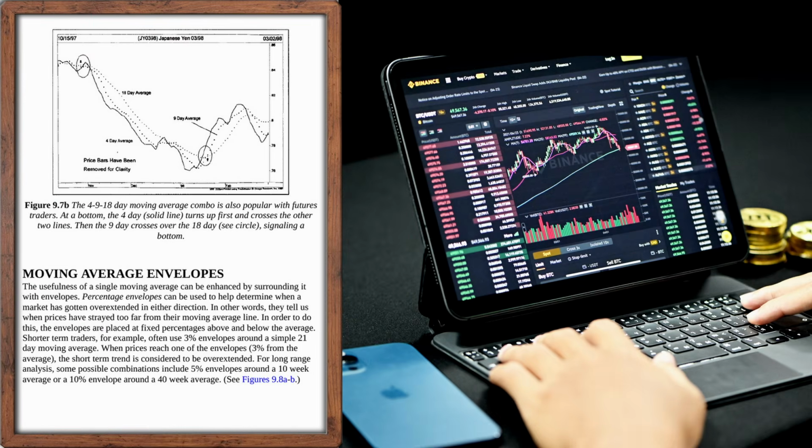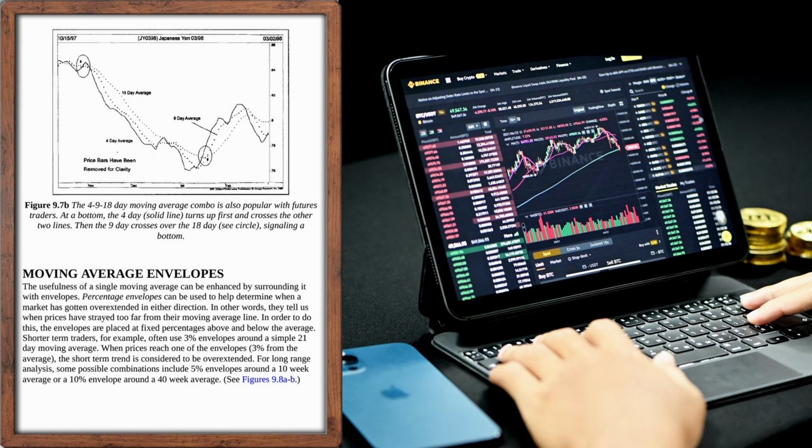Moving average envelopes. The usefulness of a single moving average can be enhanced by surrounding it with envelopes. Percentage envelopes can be used to help determine when a market has gotten overextended in either direction. In other words, they tell us when prices have strayed too far from their moving average line. In order to do this, the envelopes are placed at fixed percentages above and below the average. Shorter-term traders, for example, often use 3% envelopes around a simple 21-day moving average. When prices reach one of the envelopes, 3% from the average, the short-term trend is considered to be overextended.